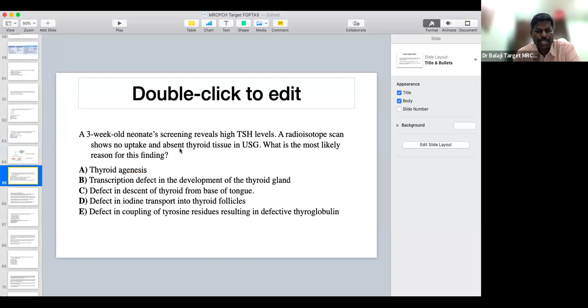Then a 3-week-old neonate, screening reveals a high TSH. Then they did the radioisotope scan, which shows no uptake. Even in ultrasound, the thyroid tissue is not there. Then what is the most likely reason? So the most likely reason is thyroid agenesis. Thyroid agenesis is the commonest cause of hypothyroidism. Next common will be ectopic thyroid, where instead of descending, the thyroid might be ectopic in some place. So thyroid agenesis, thyroid ectopic.